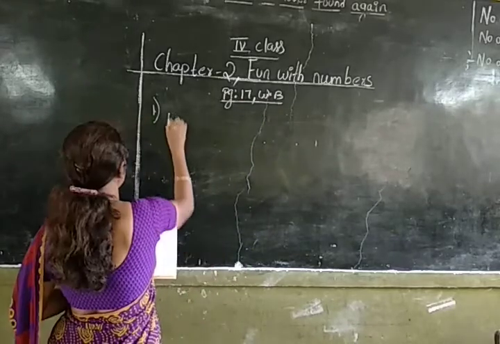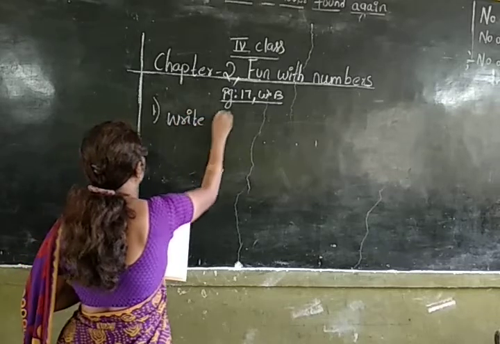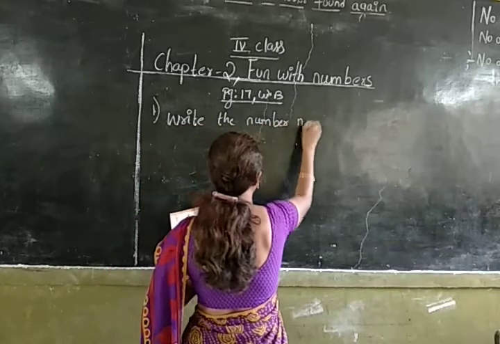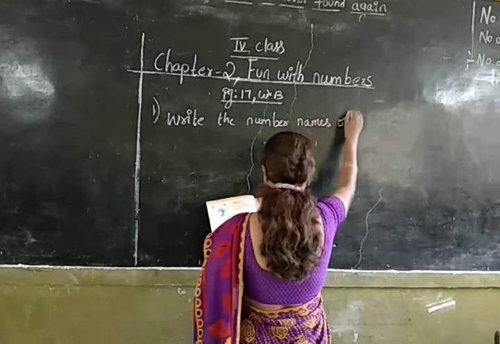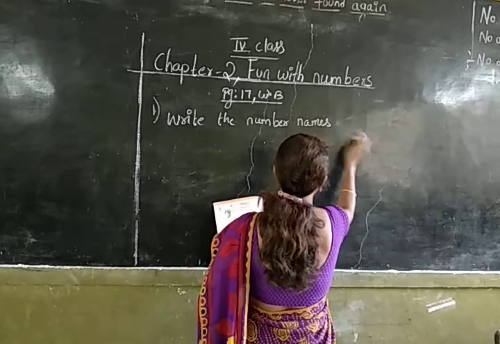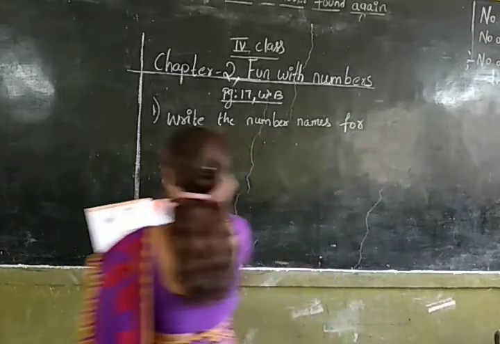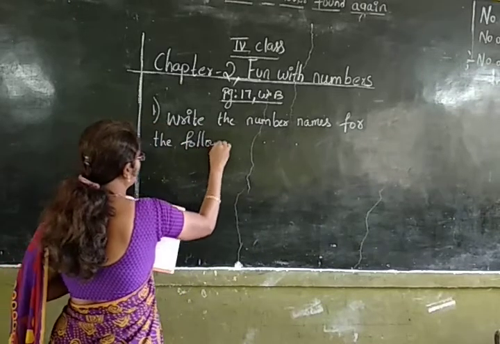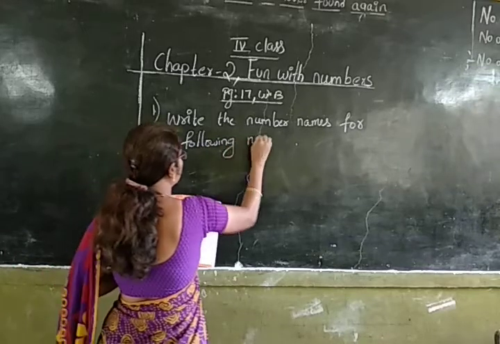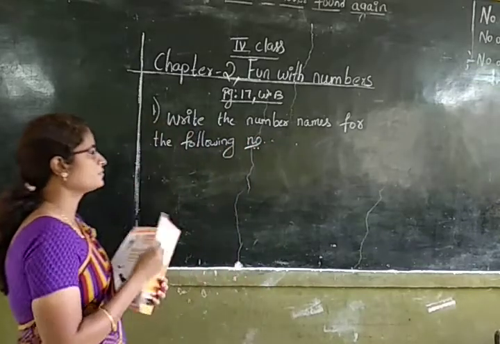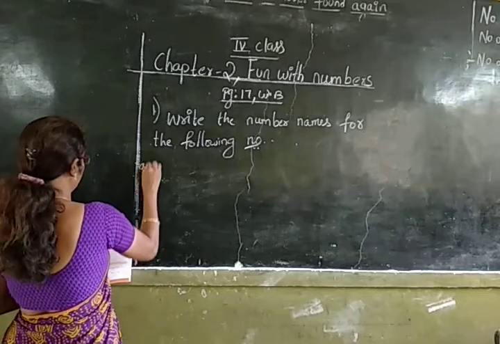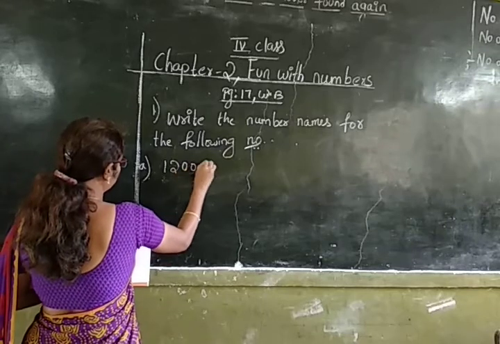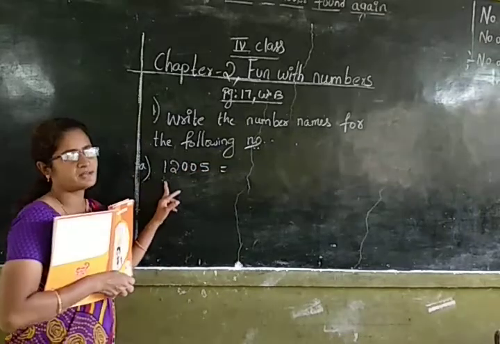The first question is, write the number names for the following numbers. Let us do a sum. Now we have to write the number name for this number.